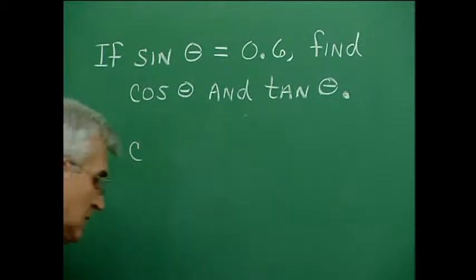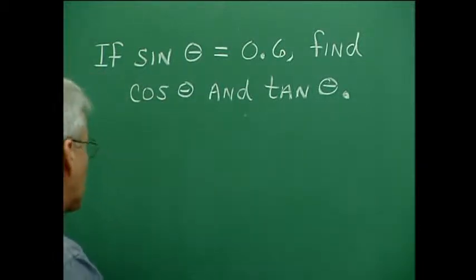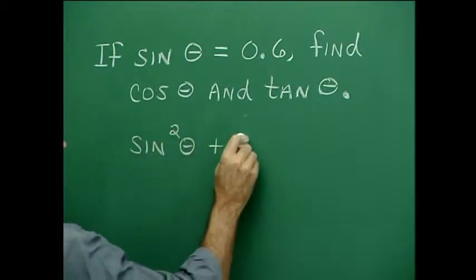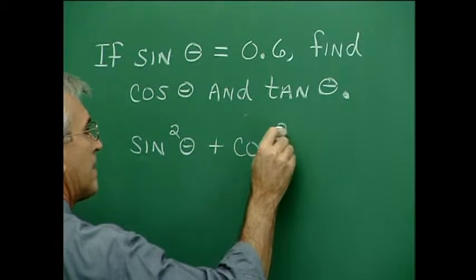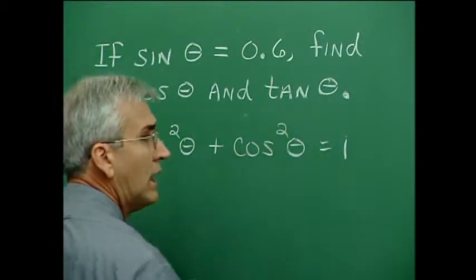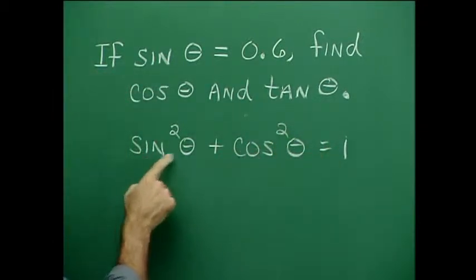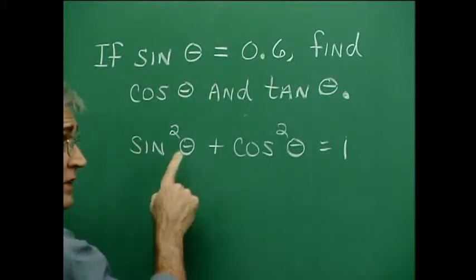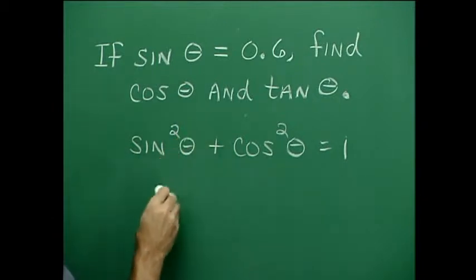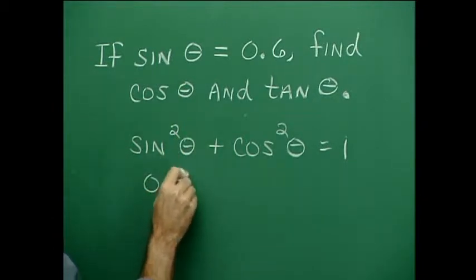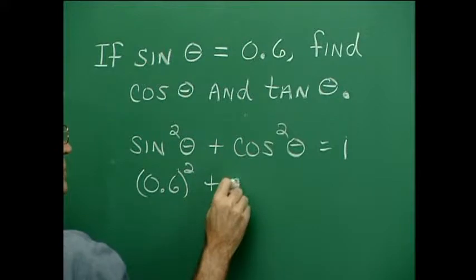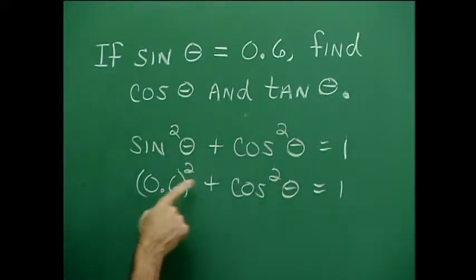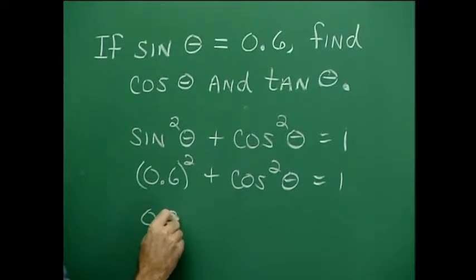sine squared theta plus cosine squared theta is equal to 1. And then we just plug in the information we know. We know that sine theta is 6/10. And we know that sine squared theta means sine theta all squared. So this becomes 6/10 squared plus cosine squared theta equals 1. This becomes 36/100.